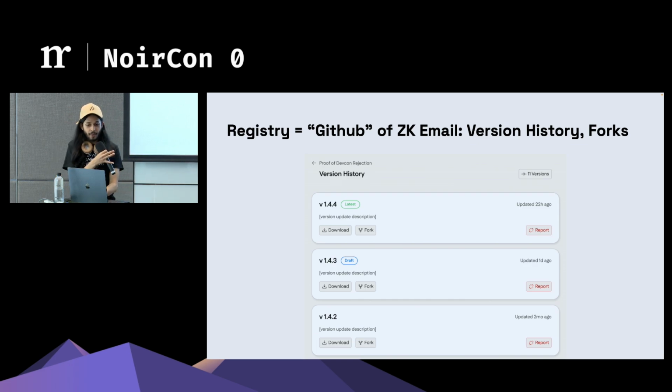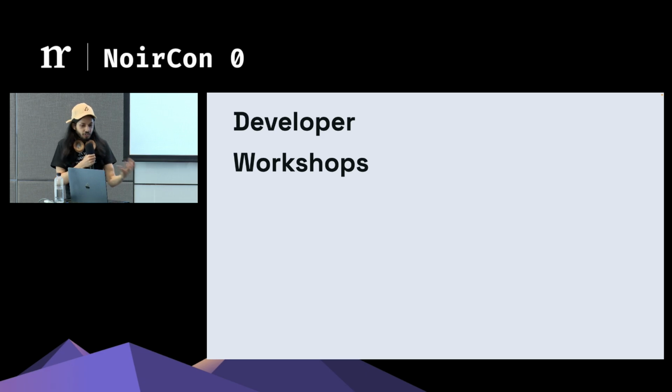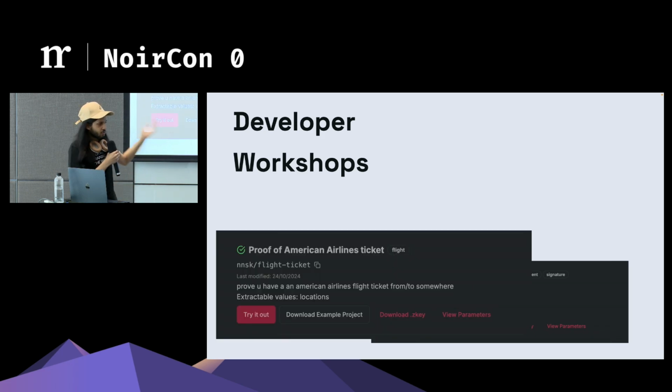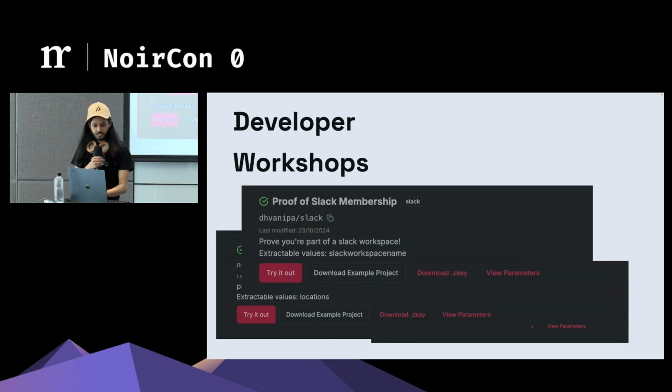So we think this is going to be quite powerful. Okay, concretely, what have people built with this? Someone built a way to verify any document that you've signed from DocuSign/HelloSign. Someone proved you took an American Airlines flight and you either came from somewhere or went to somewhere, and they reveal those airports. This one proves you're part of a Slack workspace.